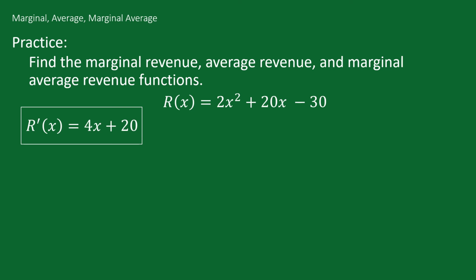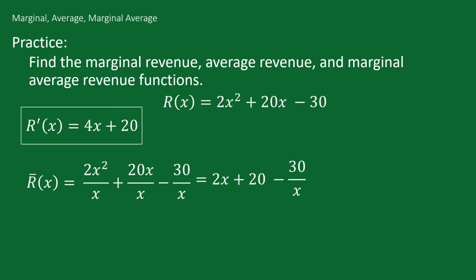Moving on to the average revenue function, we take the original revenue function, r of x, and we divide that by x. We get r bar of x is equal to 2x squared over x plus 20x over x minus 30 over x. And simplifying, we get 2x plus 20 minus 30 over x. So our average revenue function is r bar of x equals 2x plus 20 minus 30 over x.